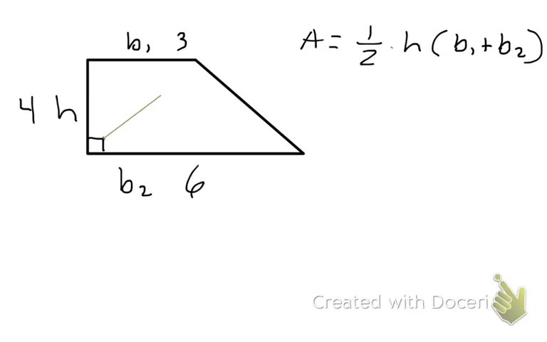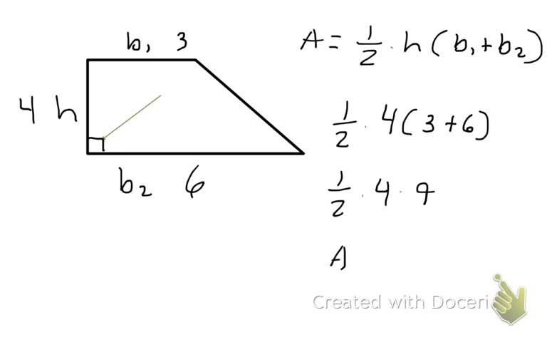When you have an easy picture like this, you're going to take 1/2 times the height, which is 4, times the sum of the bases. So 1/2 times 4 times 9, your area equals 18. That's a pretty easy one. That's when we give you the height, we give you the bases, and you just put the formula in. Remember, height and base have to be perpendicular.